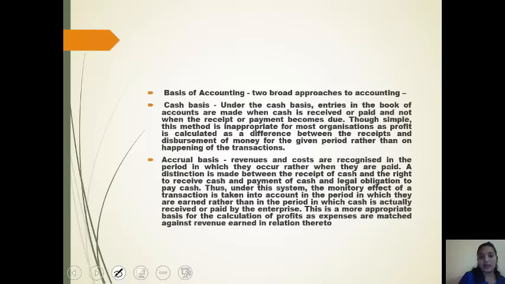Now, basis of accounting. Two broad approaches have been adopted for accounting, that is, cash basis and accrual basis. What is cash basis? In cash basis, entries in the books of accounts are made when cash is received or paid and not when the receipt or payment becomes due. In accrual basis, revenue and cost are recognized in the period in which they occur rather than when they are paid.